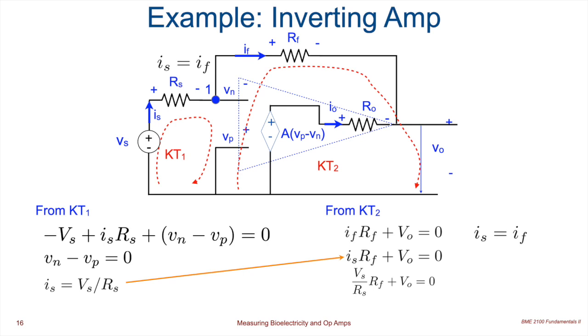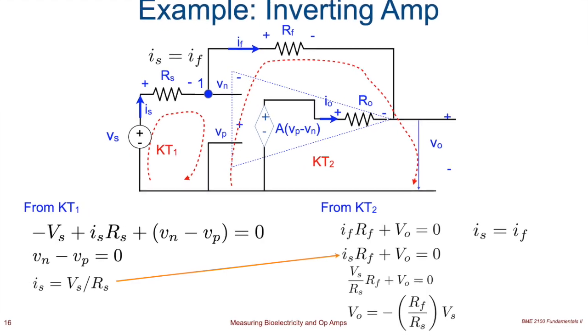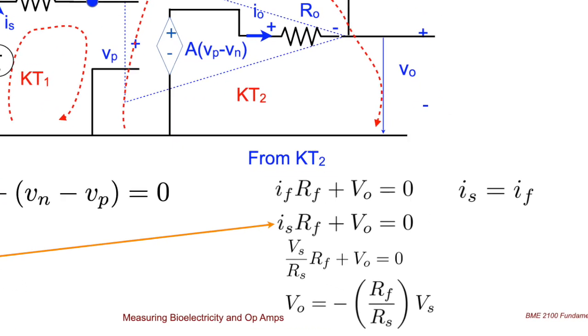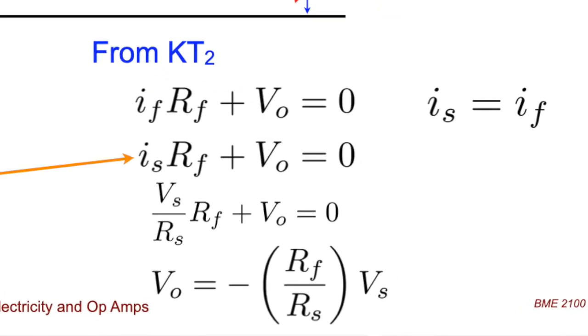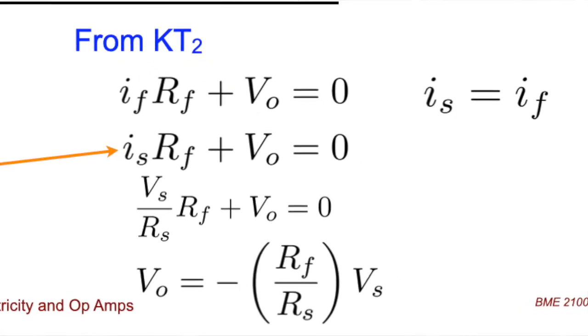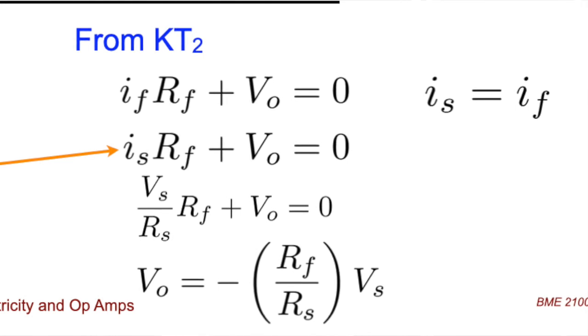Then I do another simple rewriting of it again, putting the V0 on the left because that's our output. So now I want to see this ratio between V0 and VS, and we see that we have this expression here. So this says the output voltage is the inverse product of the ratio of the feedback resistance and the source resistance multiplied by the input voltage.